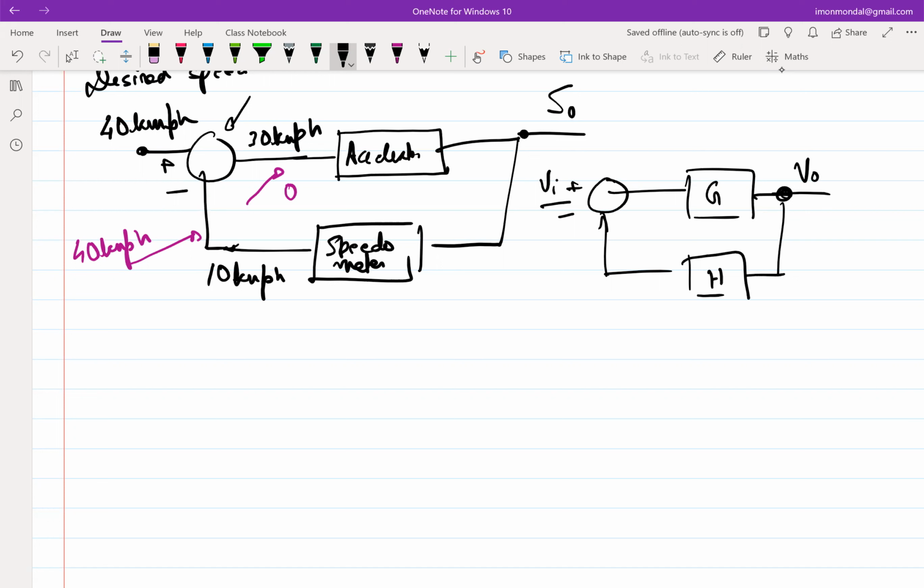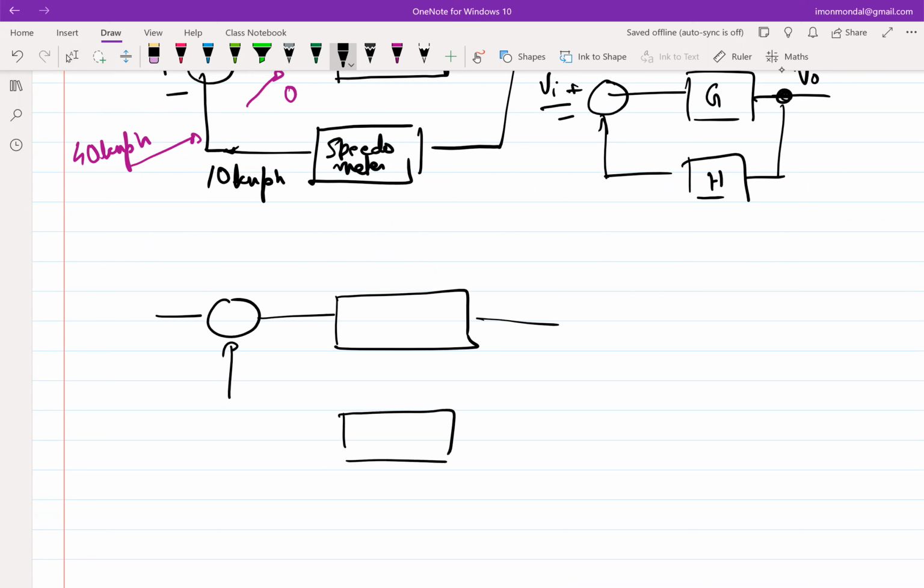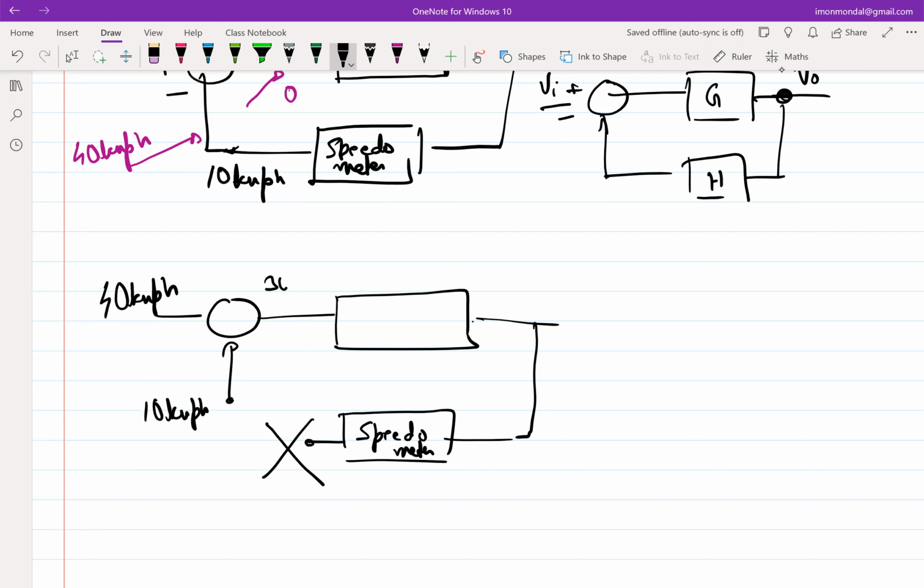Let's assume that your speedometer is broken. By that I mean your speedometer is stuck at 10 kmph. Whatever you do with your accelerator, the speedometer always gives you 10 kmph. So you have this block, but the speedometer is always stuck, which means the feedback is not there, and you're always getting 10 kmph. Your desired speed is 40 kmph, so your error speed is 30 kmph. So what do you expect the output to be?